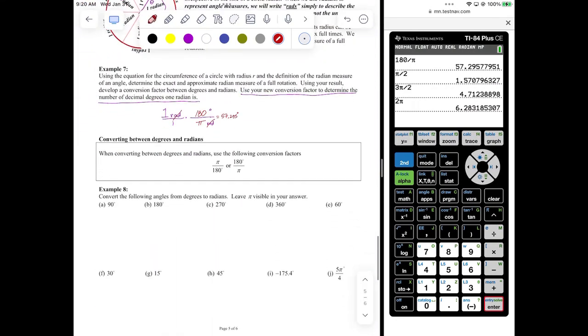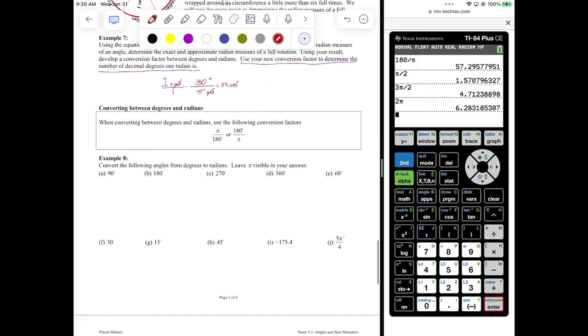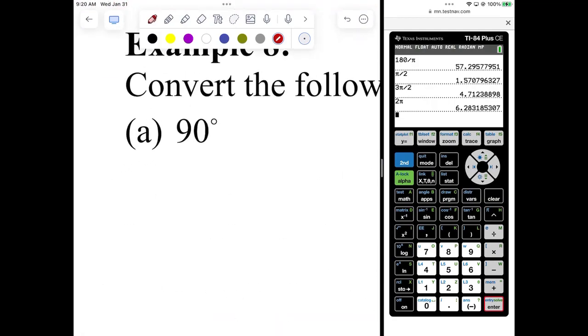All right, here are your two conversion factors simplified that we've already talked about. Now we're going to practice our conversion. You should already have this memorized. What is 90 degrees in radians exactly in terms of pi? It's pi halves. Let's verify.